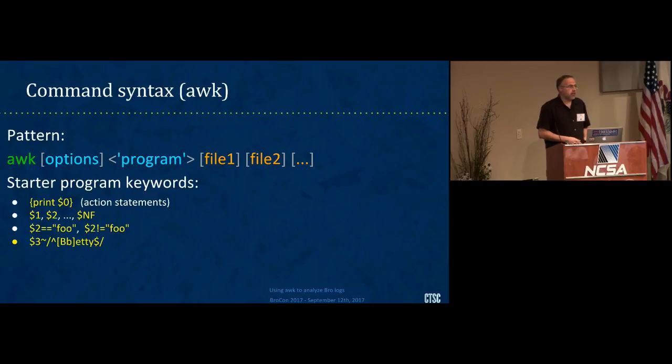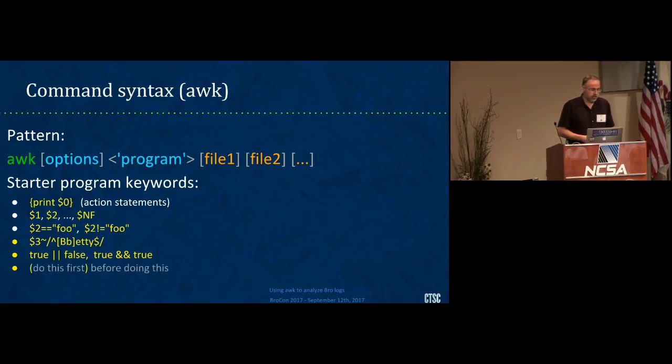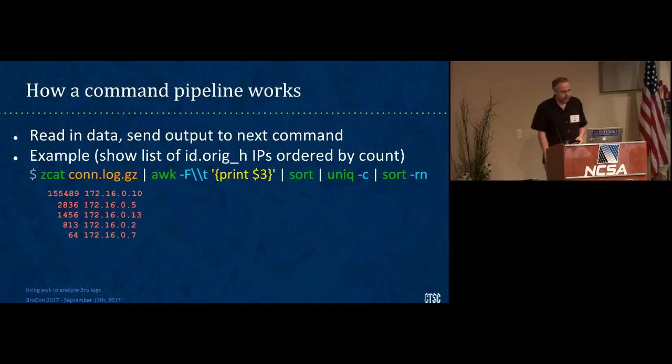If you want to use a regular expression, you'd use the tilde character and then two slashes and then the regular expression inside. This would match Betty with a capital or lowercase b in the third column. And then you can have logical statements, true or false, true and true, and so on. You can use parentheses to give priority to a certain statement like you would in a math equation. And then you can set variables, so it's just variable equals the value that you want to set it to.